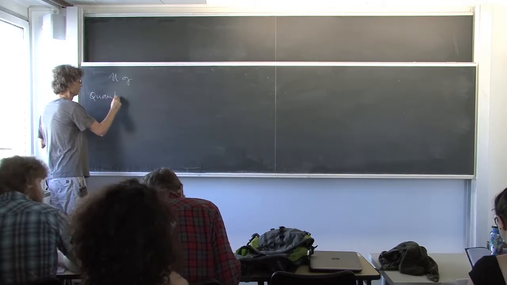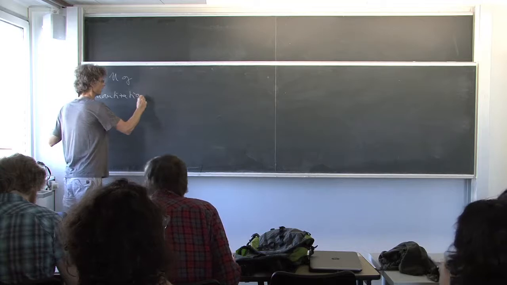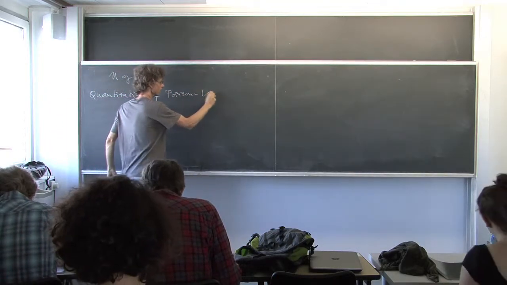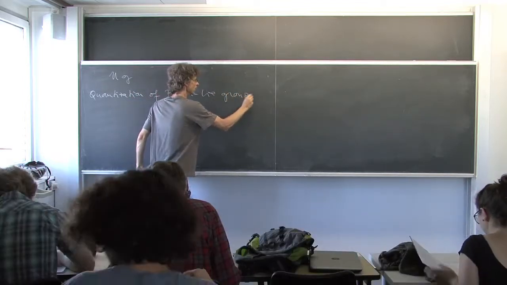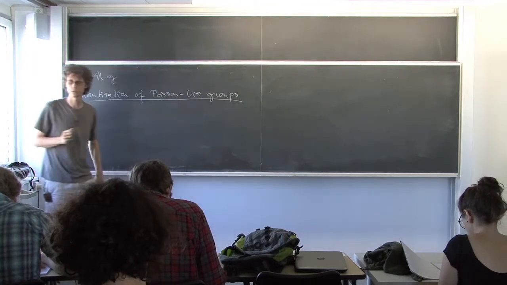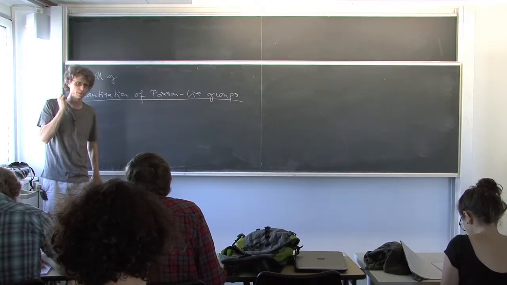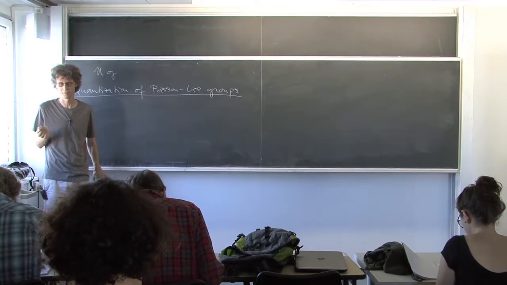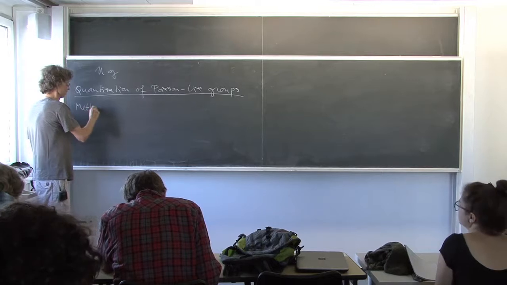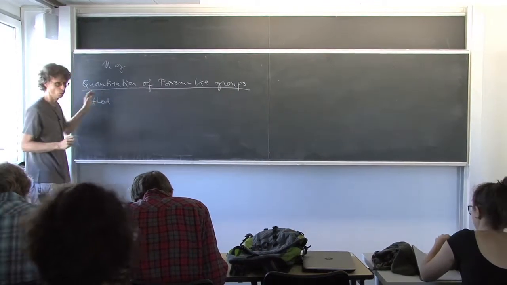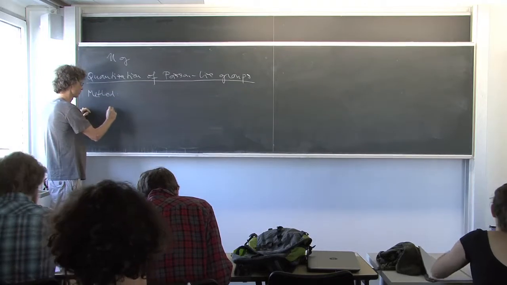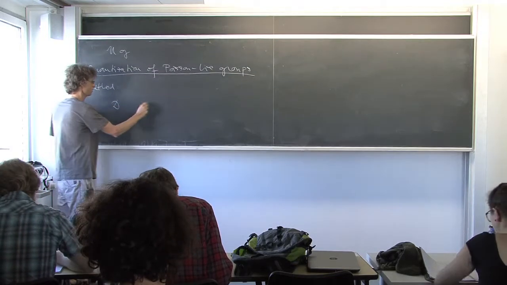So, quantization of Poisson groups, and we're going to just use the same method. Basically, everything is going to be the same. So if you remember, the method of how to get Hopf algebras was that we started with some braided monoidal categories D and C.